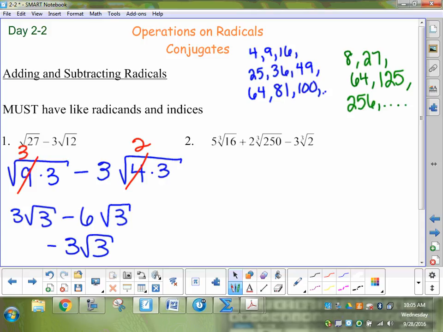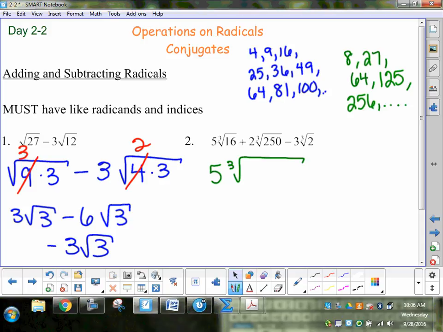Get it right. This is 5 times the cube root of 16. It isn't a perfect cube. It's a perfect square, but who cares? How do I want to break up the 16? 8 and 2, so let's break it down into an 8 and a 2. Over here, I've now got plus 2 times the cube root of 250. It isn't a perfect cube, but there's a perfect cube factor. Who can tell me how you want to break that down? And then the last one, we can't do anything with.